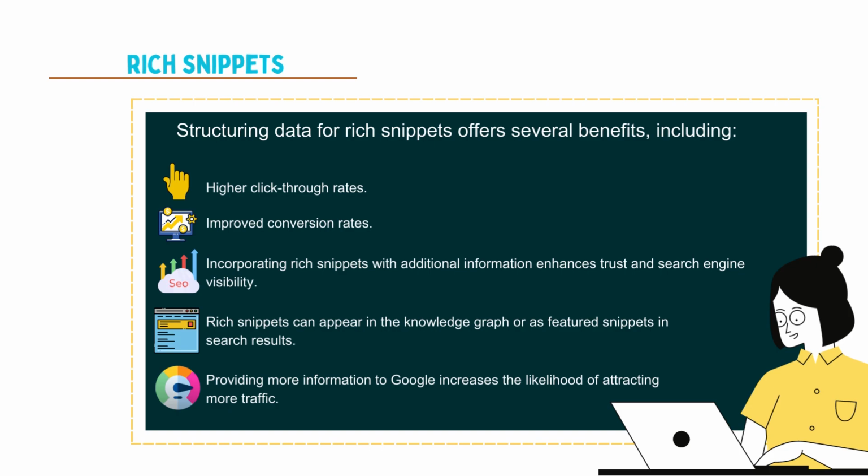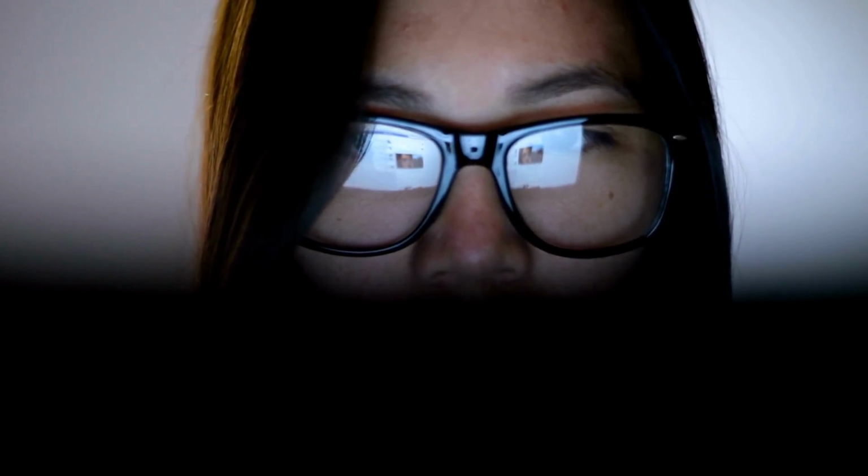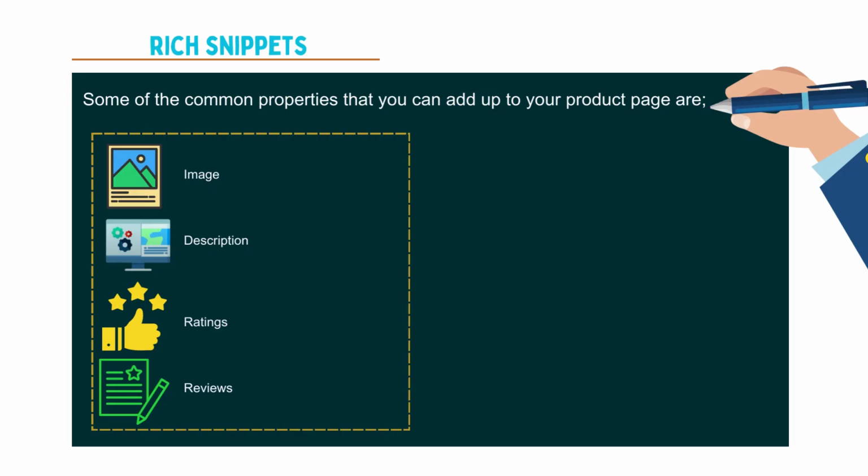the search engine results. In essence, the more information you provide Google, the more they can utilize it on their search results page. It is undeniable that having more information in your search engine result increases the likelihood of attracting more traffic. When it comes to rich snippets, a good starting point is incorporating images.